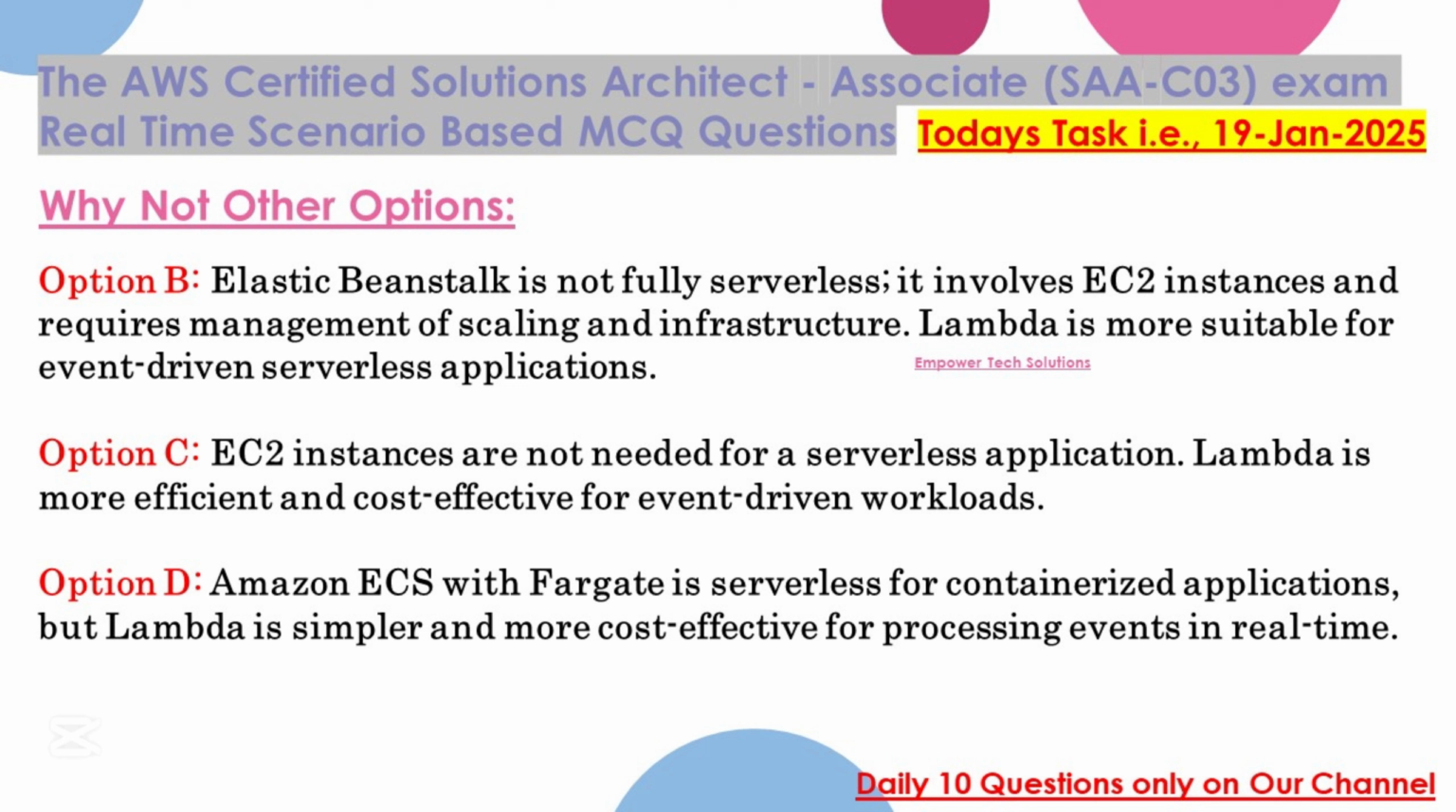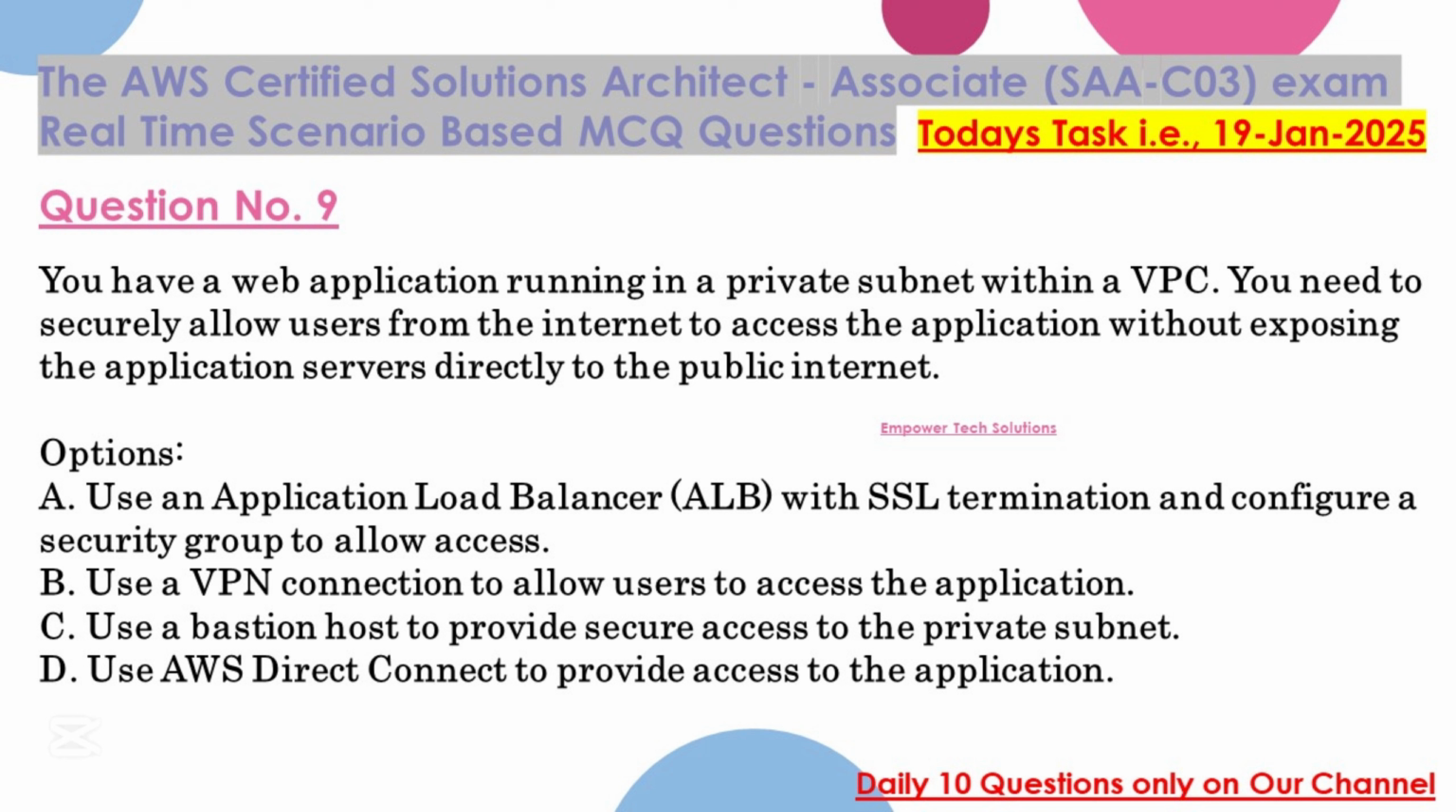Option D, Amazon ECS with Fargate is serverless for containerized applications, but Lambda is simpler and more cost-effective for processing events in real time. You have a web application running in a private subnet within a VPC.